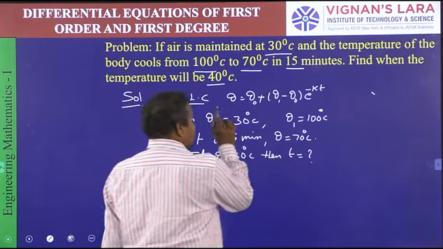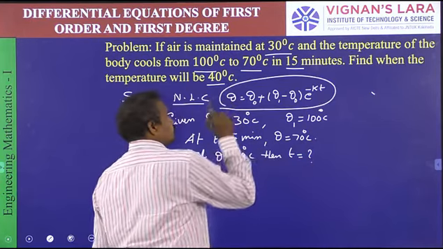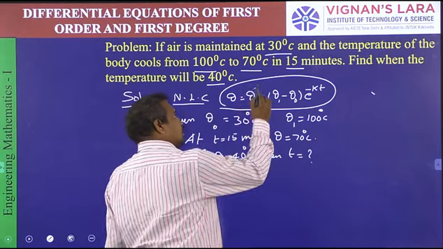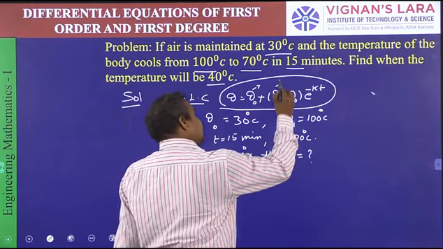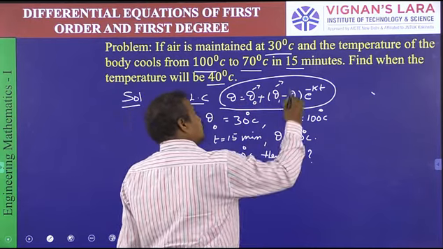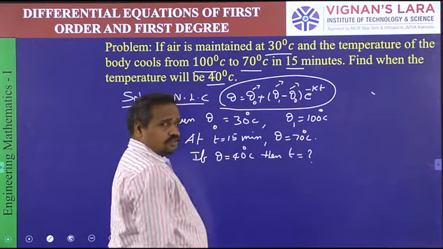If you are observing this one, here they have given theta naught, they have given theta 1, and they have given theta naught.